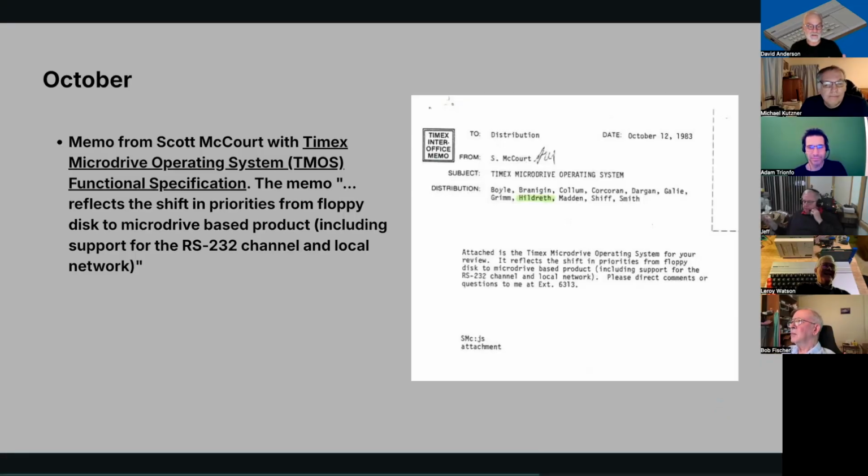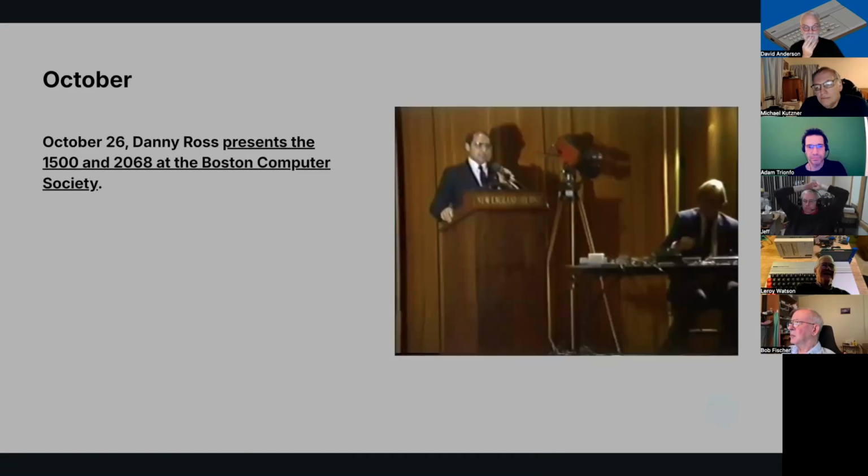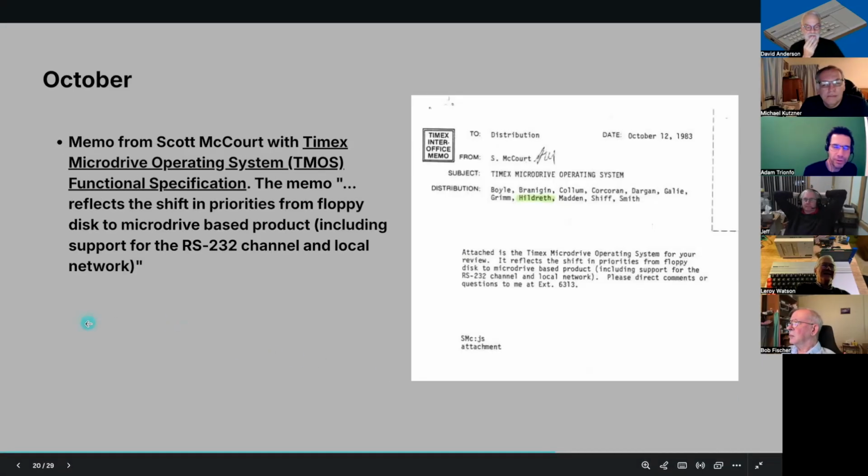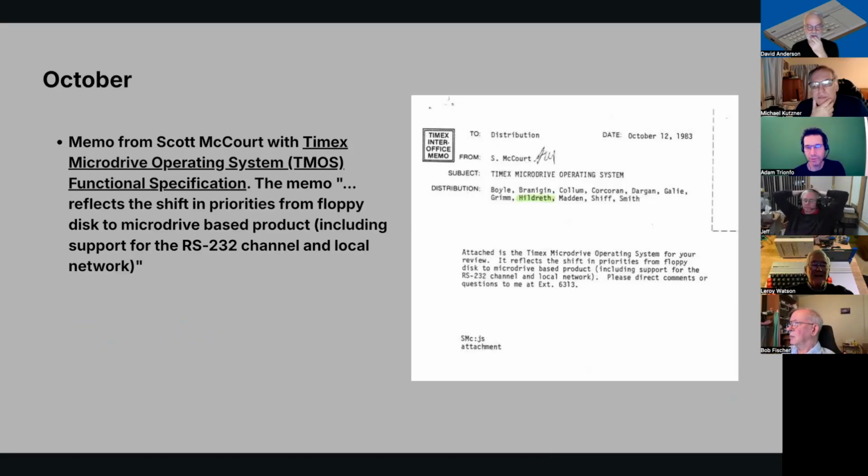So meanwhile, 2068s are making their way to the stores from the distributors. Can you go back to that? I just want to read what it says on the right. It says, attached is the Timex microdrive operating system for your review. So what does that mean? Was it finished or mostly finished? Oh no. This was a specification, and again, you can read it online. This is the definition of what the system will do, and then it was up to people like Lon to actually write the code to make that happen.